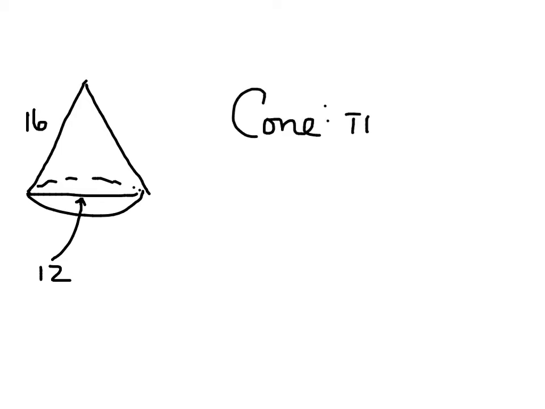And so when you look at this problem, it gives you 16 here, and then it gives you all the way across is 12. Okay, first of all, what shape is this? It's a cone. So then on the board is the cone formula, and the cone formula is pi r squared plus pi r L. What does the R stand for? Radius.